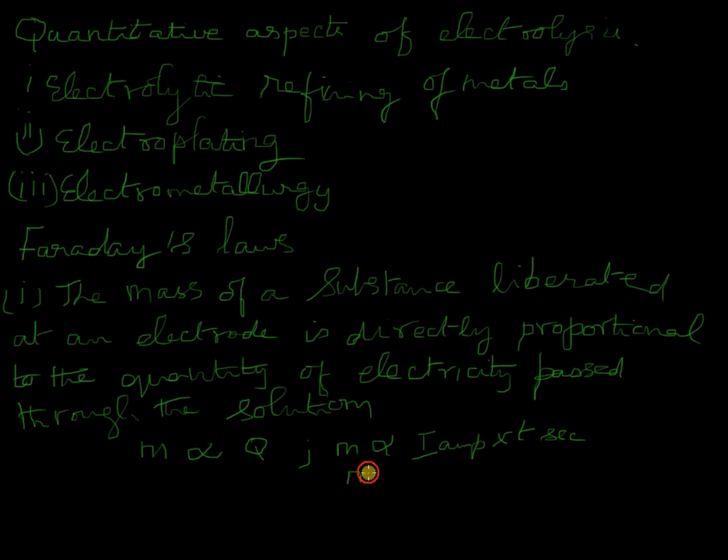And the proportionality constant, I will give it as Z, so M equals Z I into T, where this Z is called electrochemical equivalent. When I is equal to 1 ampere and T is 1 second, Z becomes equal to M. So the electrochemical equivalent is the mass of this substance that would be deposited when you pass 1 ampere current for 1 second.